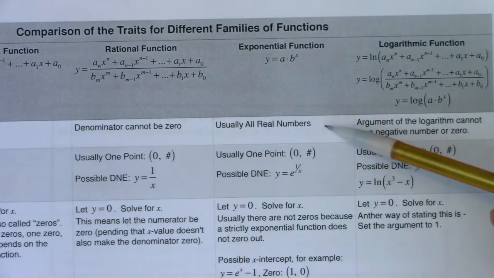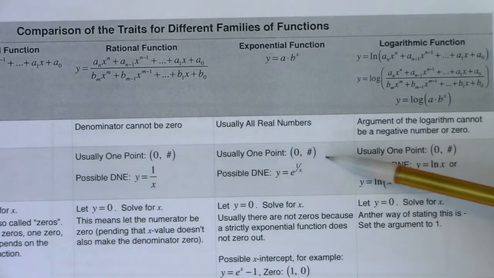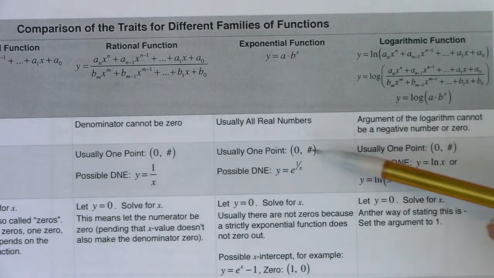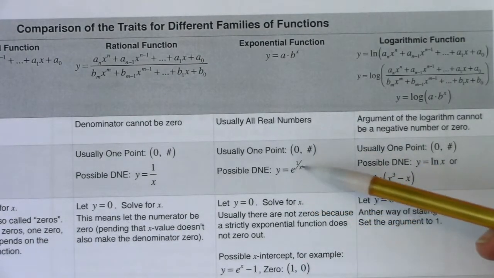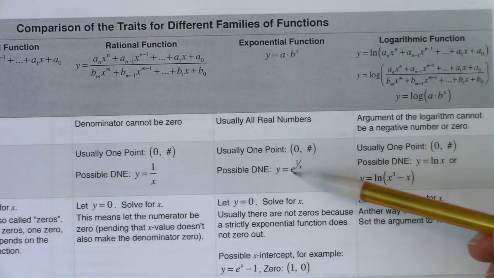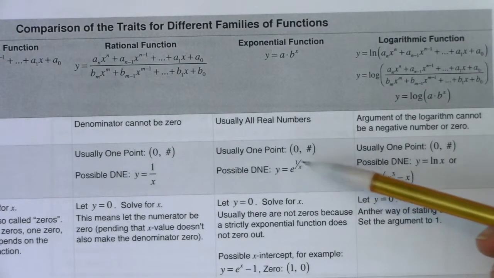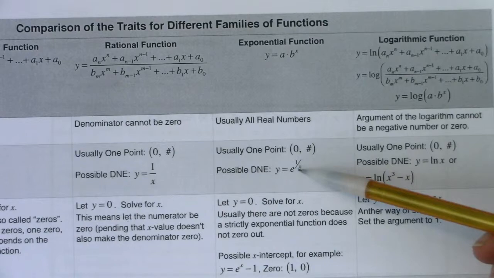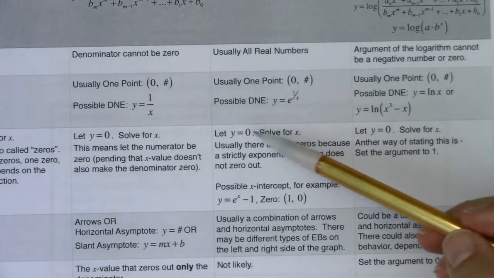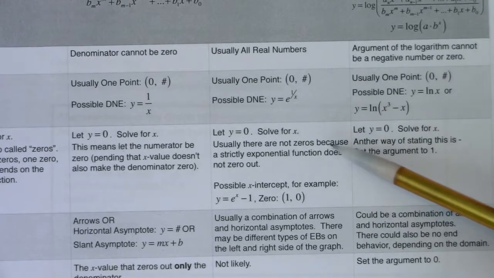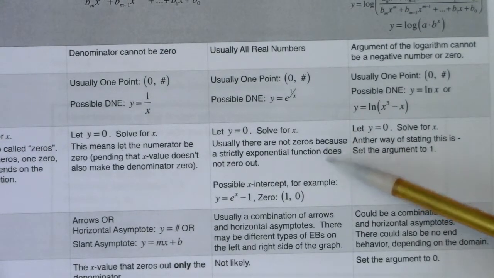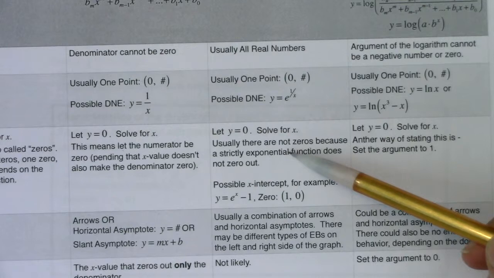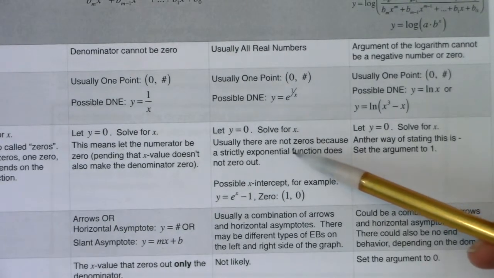But again, the domain is usually all real numbers. The y-intercept is typically (0, 1). But once we start transforming things, up, down, left, right, stretching, shrinking, it might change. It's possible not to have a y-intercept if I want to get really intricate and let my function be y equals e to the 1 over x. You could see if I tried to plug 0 in here, because my exponent is a fraction, I do have a domain issue. Your x-intercepts, you'll always let y equal 0 and solve for x. And typically there aren't zeros because your parent function never zeros out, the functions that we're just discussing now. This will change if I start stretching, shifting, shrinking, all of that.